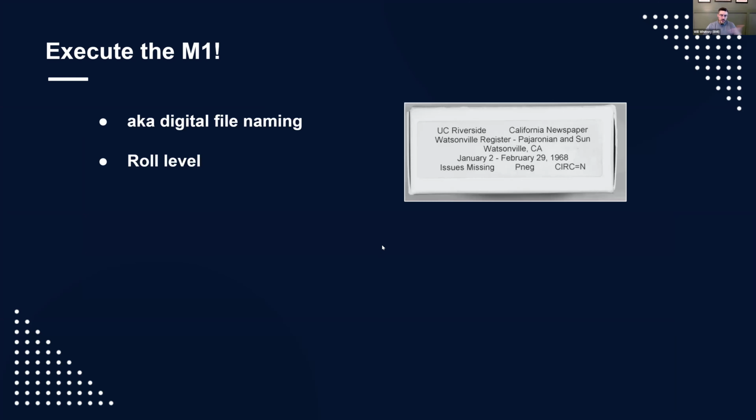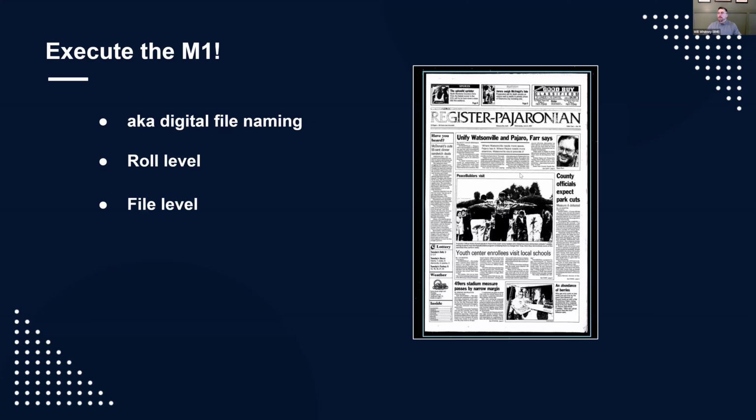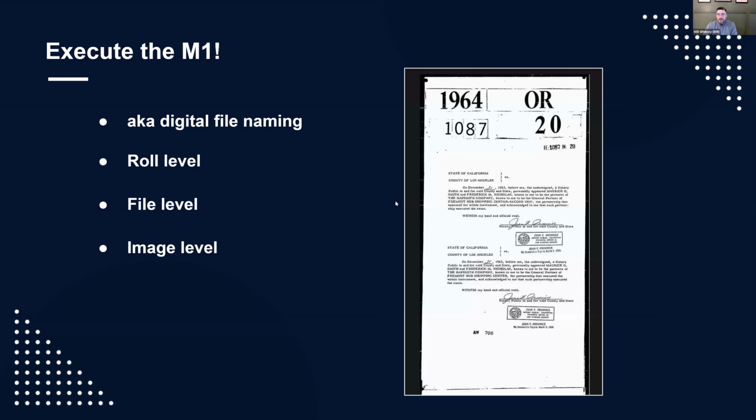So you do that, then you move on to naming. You might have roll level, like we took the photograph of the roll label, so we might key it from that. We might name the files that way. Or if you want file level, again using newspaper microfilm as an example, we might go to the issue date. You might have image level, like here's an official record where maybe you want to capture every single stamp. This one would have 2 stamps. We need to capture both.